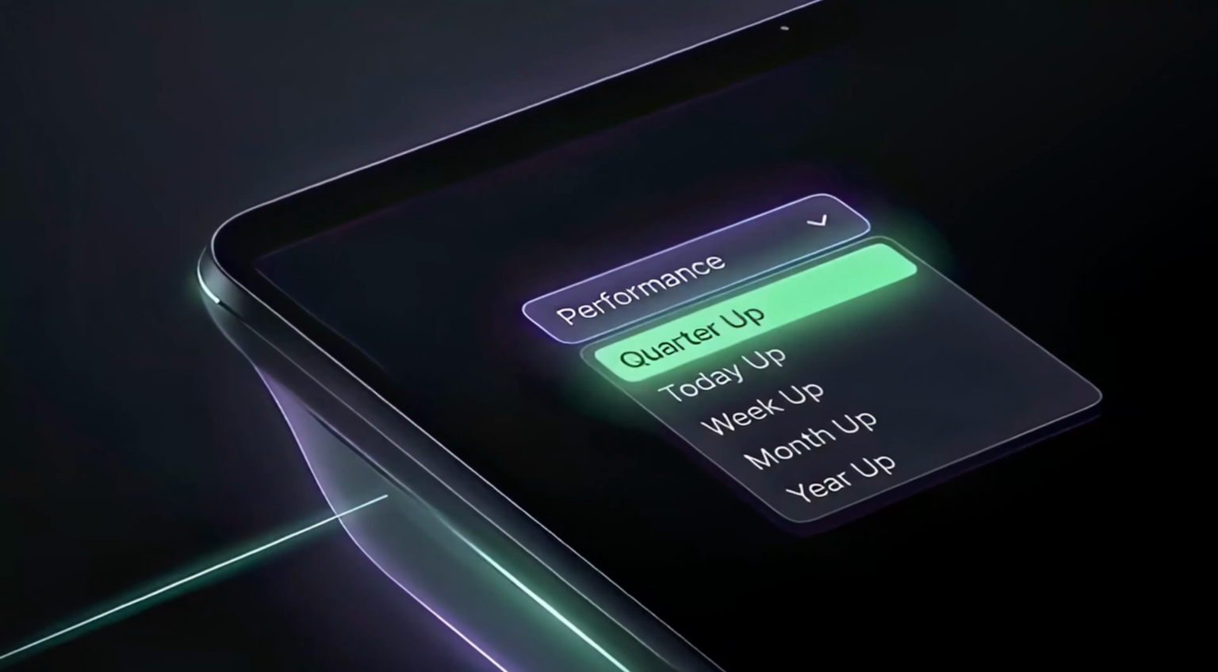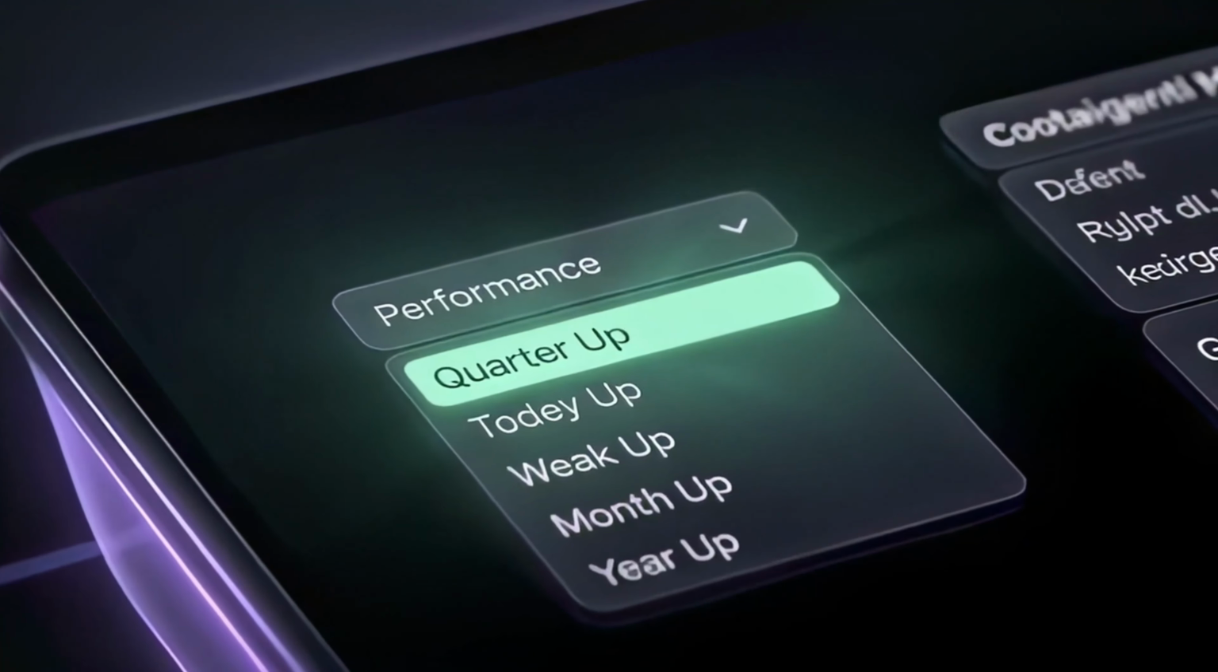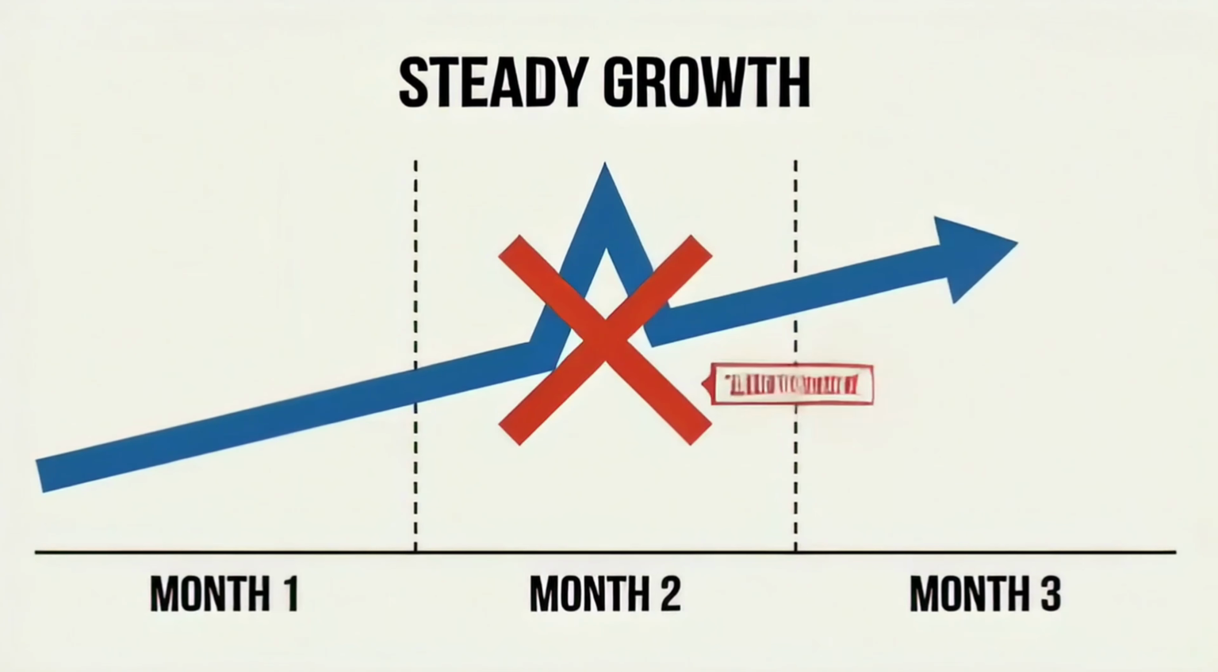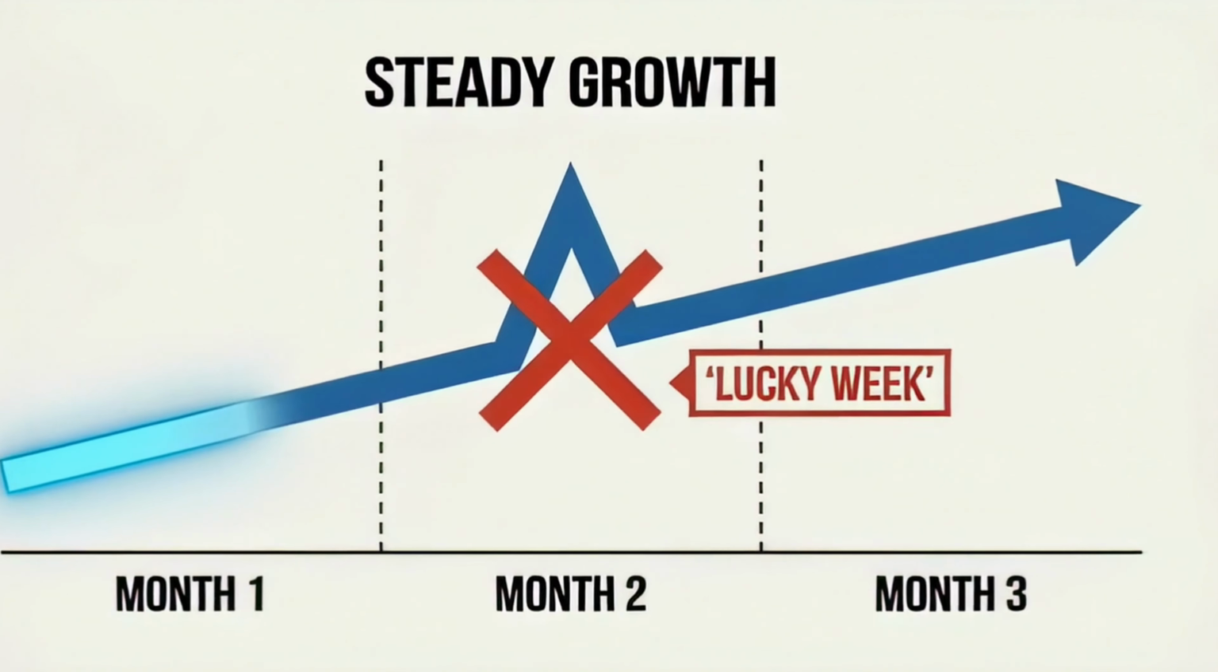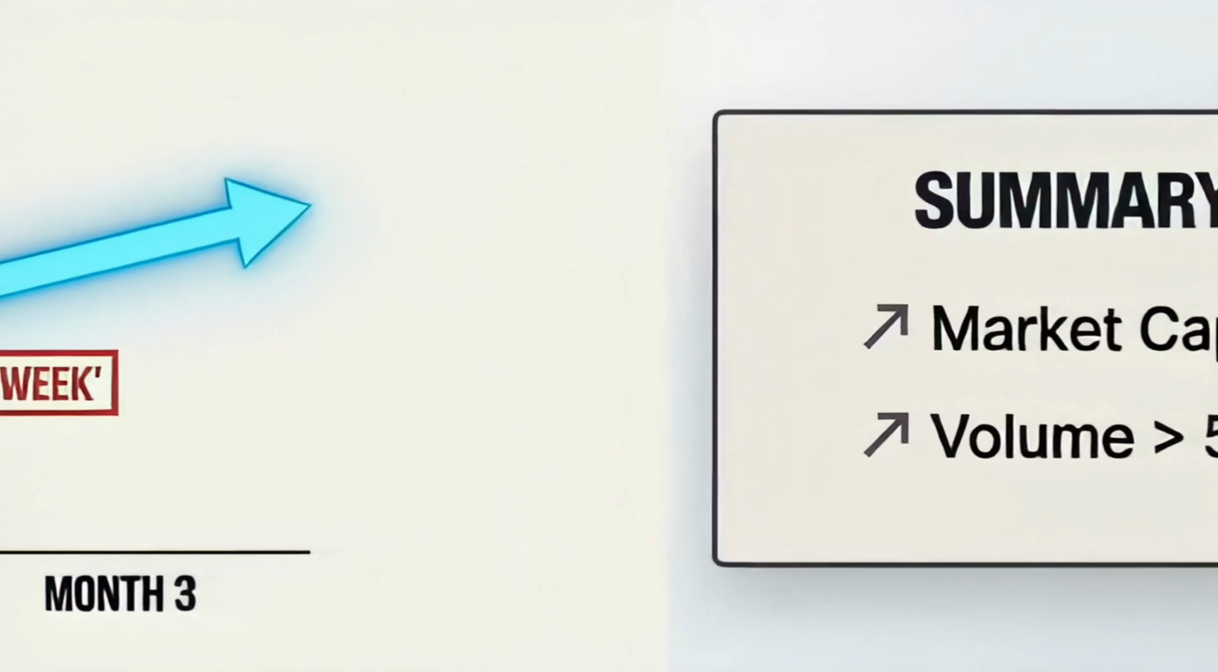Finally, set performance to quarter up. This confirms the stock has been genuinely positive over the last 3 months, so you're not catching something that only looks strong because of one lucky week.